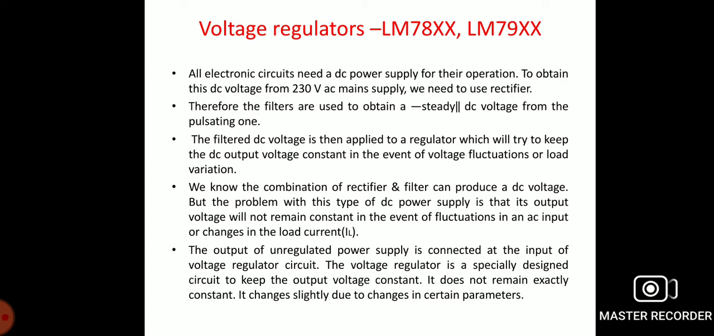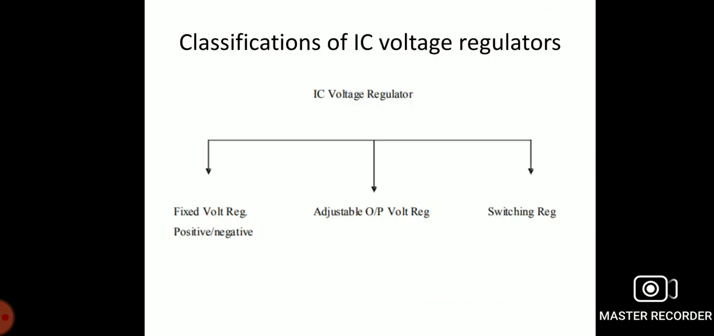Now, what are the classifications of IC voltage regulators? IC voltage regulators fall into three categories: fixed voltage regulator, positive or negative; adjustable output voltage regulator; and switching regulator.